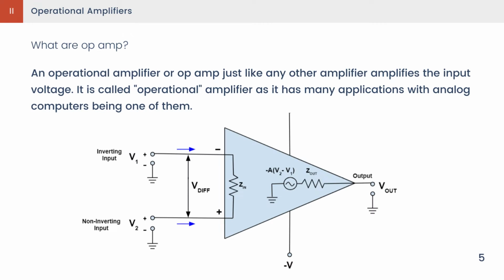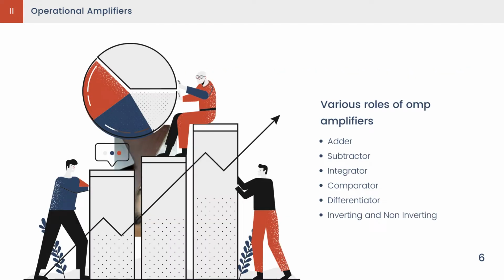What is an OPAMP? An operational amplifier or OPAMP is just like any other amplifier which amplifies the input voltage. It has many applications, with analog computers being one of them. As you can see in the figure, it has two inputs, inverting input and non-inverting input, and in the end it gives out the output Vout. An OPAMP has various roles: it can act as an adder, subtractor, integrator, comparator, or differentiator in a circuit.